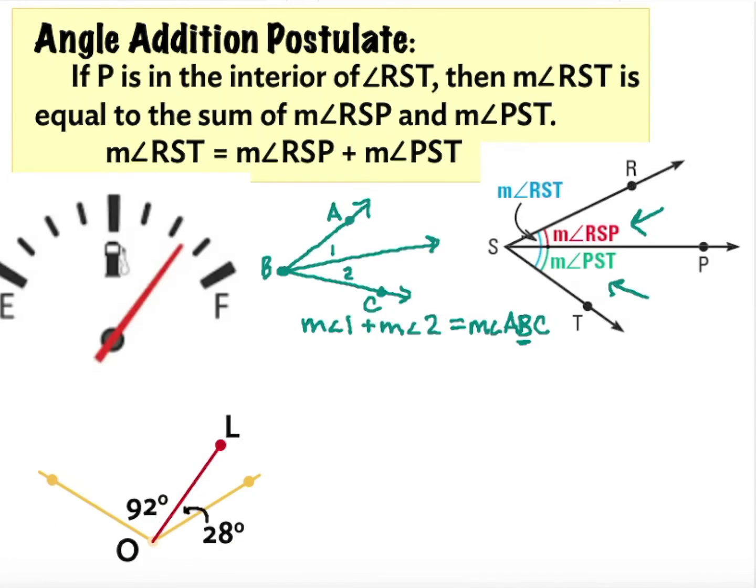I've got a little fuel gauge here, and the fuel level is pointing to that point L. Here's point E for empty, and there's point F for full. And we can see that this is a 92-degree angle, and this is a 28-degree angle. Do you suppose you could find the measure of angle EOF?